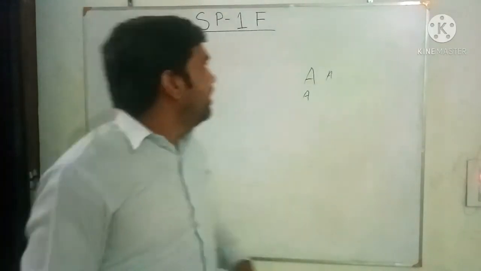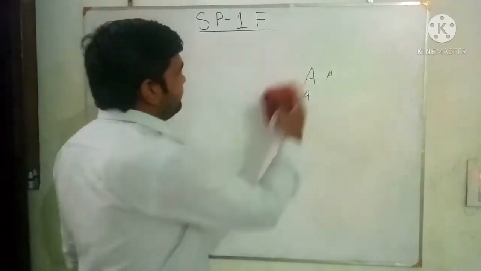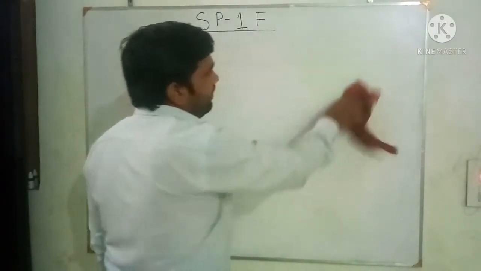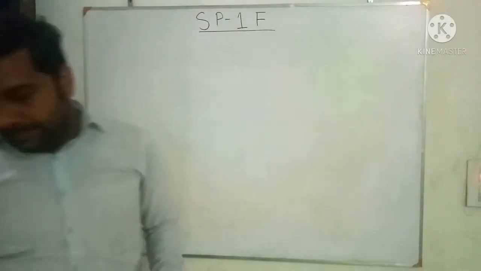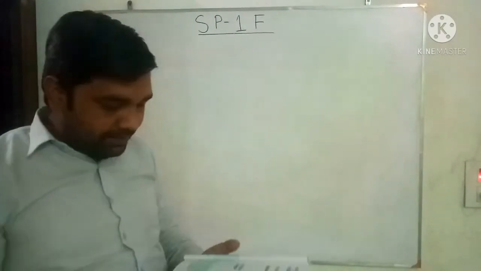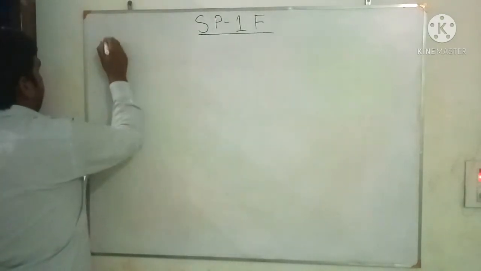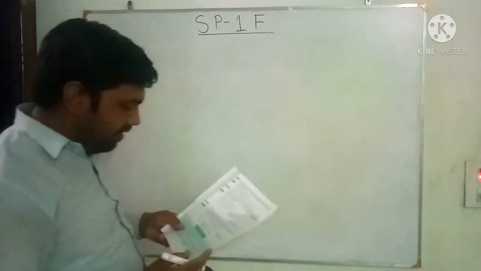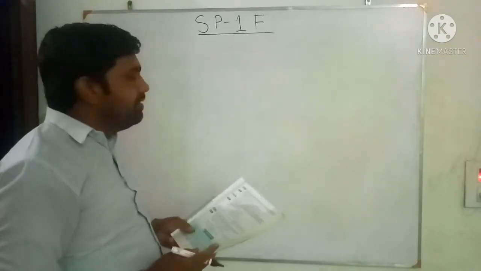So today we will start a new exercise, practice 1F. In this exercise we will deal with questions related to the problem statement. So see the first question. A submarine is submerged at a depth of minus 15 meter. Minus indicates below the sea level.